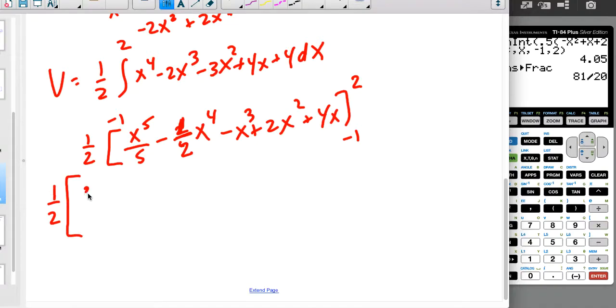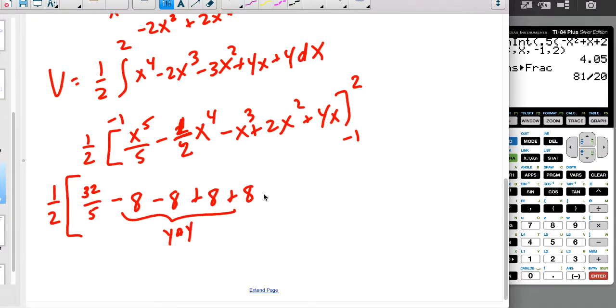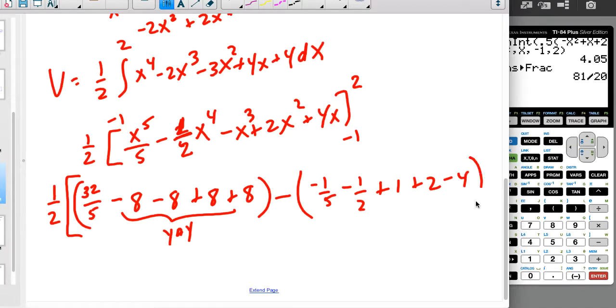When I plug in 2, I'm going to get 32/5 minus 16 over 2, so that's minus 8, minus another 8, plus another 8, plus another 8. Oh, that's convenient. Yay. Okay. So that's the first thing. And then when I plug in the -1, I'm going to get a -1/5. I'm going to get a -1/2. I'm going to get a +1, a +2, and a -4. So I get this 1/2. Here I only have the 32/5. That's the only thing that survived. All the 8s knocked each other out.